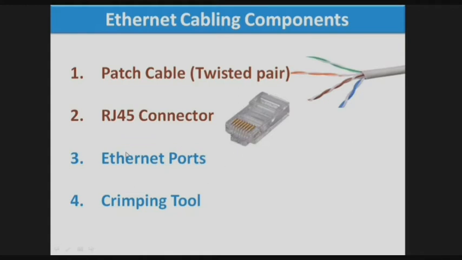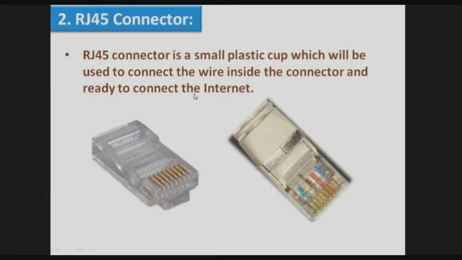And the 2 more components we are going to discuss in the next section. They are Ethernet ports, and the fourth one is crimping tool. The RJ45 connector, as we have discussed in the previous section, is a small plastic cup which will be used to connect the wire inside the connector and get ready to connect to the internet.